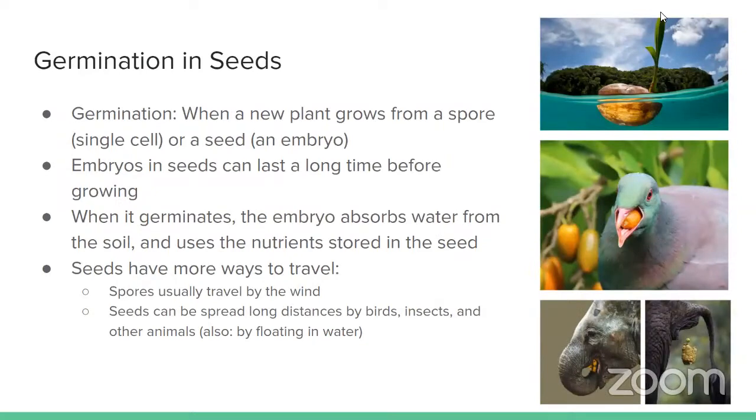So just a tidbit about the word germination. When we talk about germination, what we're talking about is the growth of a new plant. We could use the word germination when we're talking about a spore. So the new plant, the sporophyte generation, growing up from our fertilized spores, so single cells that came together when we were looking at our fern life cycle.